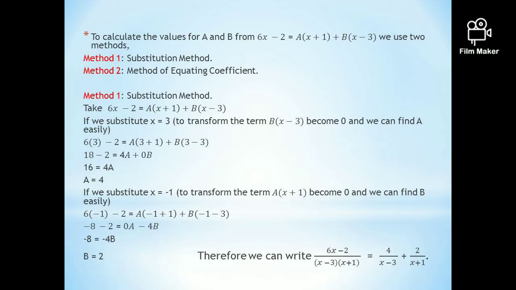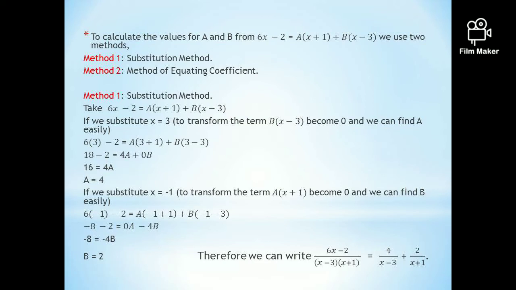Now you can see if you substitute 3 for x, that bracket turns into 3 minus 3, which turns into 0, and b times 0 turns into 0b. With that you can get the answer for a very easily. If you substitute plus 3 into this equation, you get 6 times 3 minus 2 equals a times (3 plus 1) plus b times (3 minus 3). You will obtain the answer 16 equals 4a, that is a equals 4. Now we already found the answer for a.